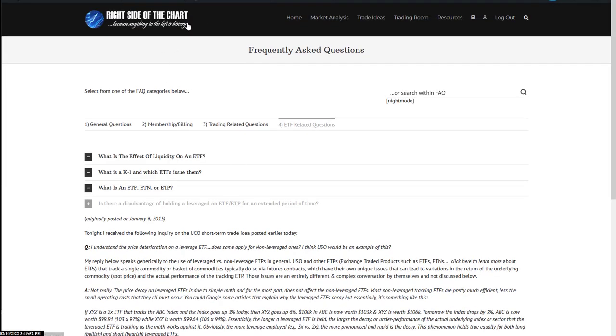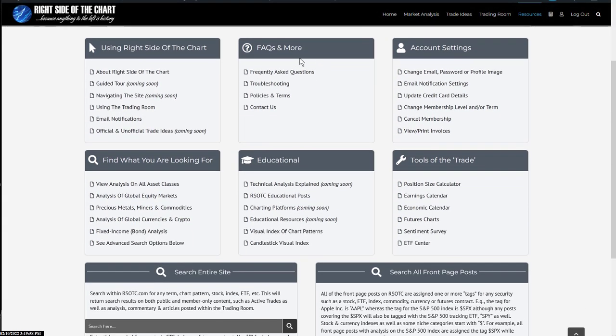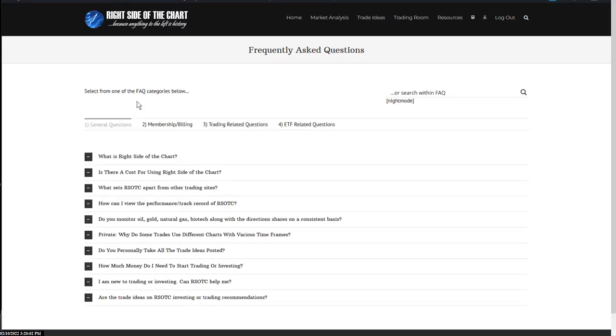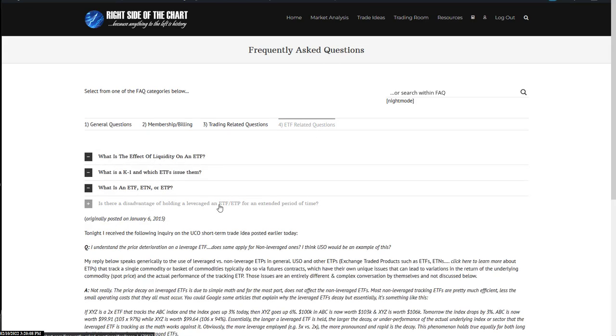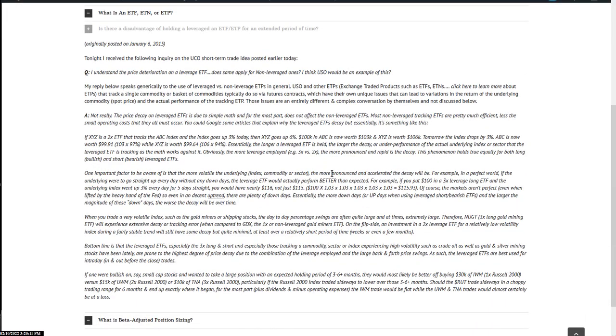On the site, Right Side of the Chart, if you go to resources, click here, it brings you into the Support Center, and there you have FAQs, frequently asked questions. If you click on that, it brings you here, and you have them by category. Here's ETF related questions, and this one right here talks about it. I'm directing you there because I would encourage you to read this. It's an old post I made back in 2015, so this goes back years, and nothing has changed.